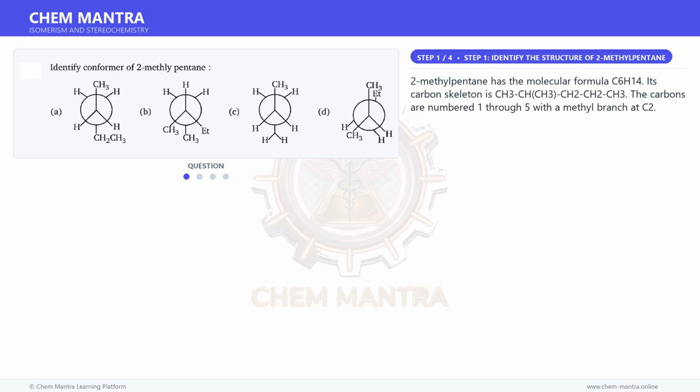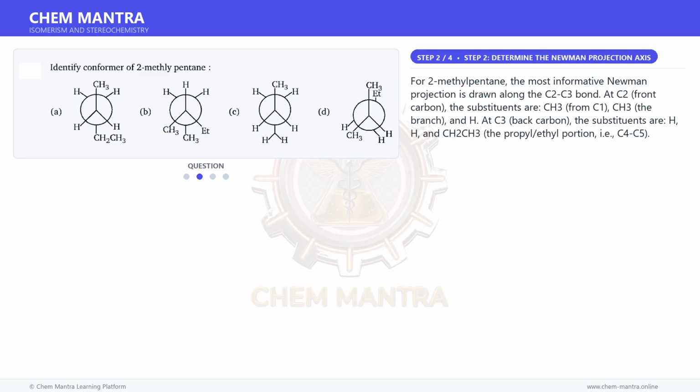2-methylpentane has the molecular formula C6H14. Its carbon skeleton is CH3, CH, CH3, CH2, CH2, CH3. The carbons are numbered 1 through 5 with a methyl branch at C2.